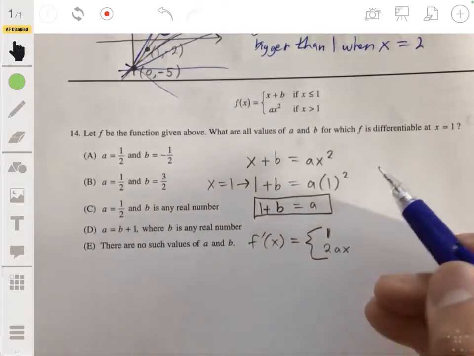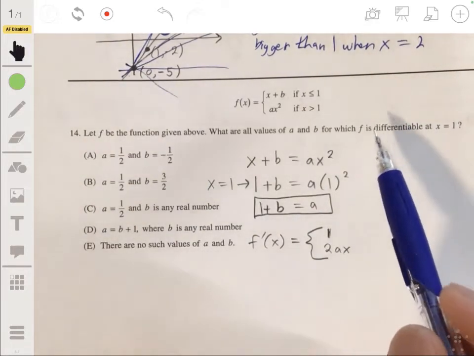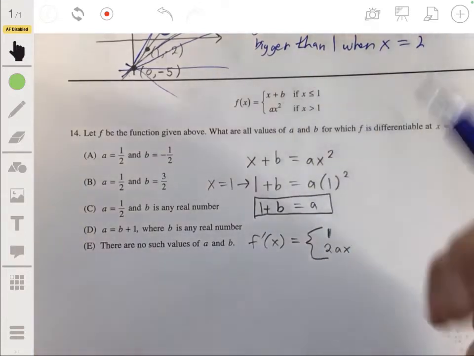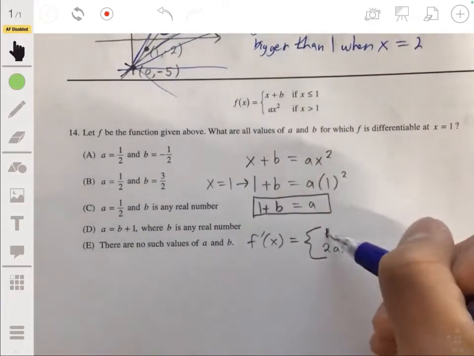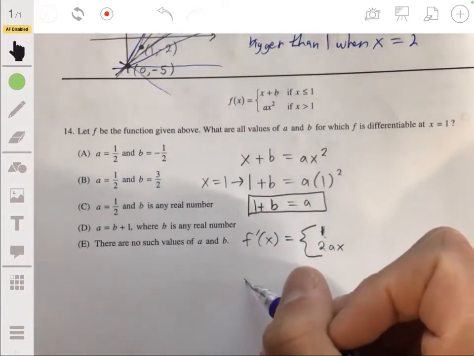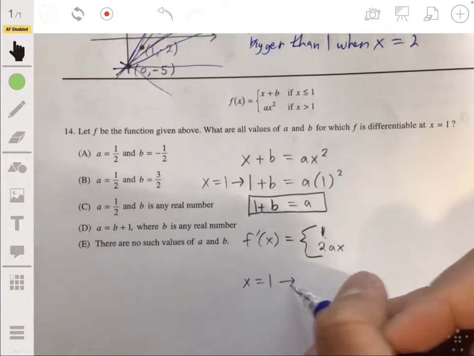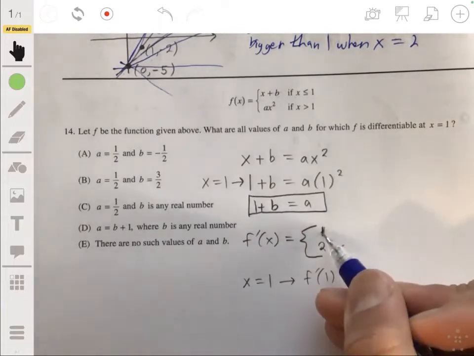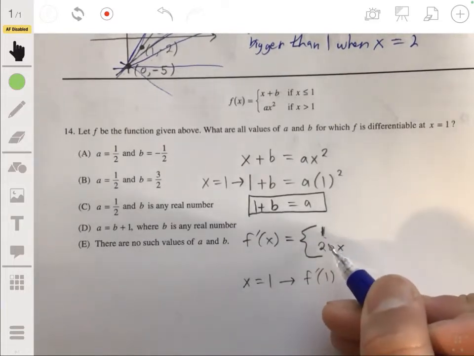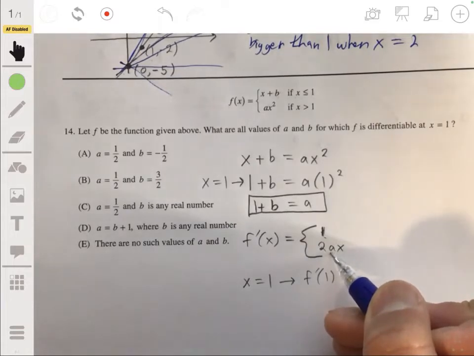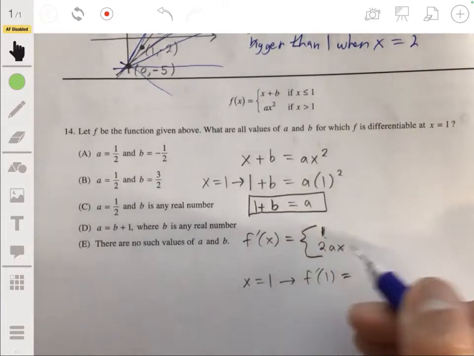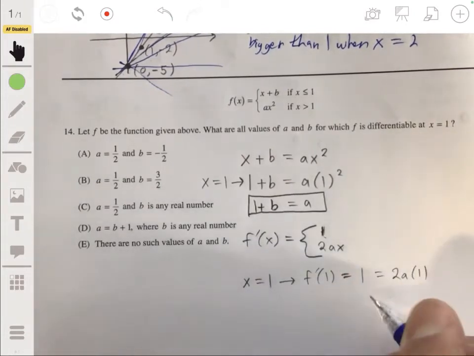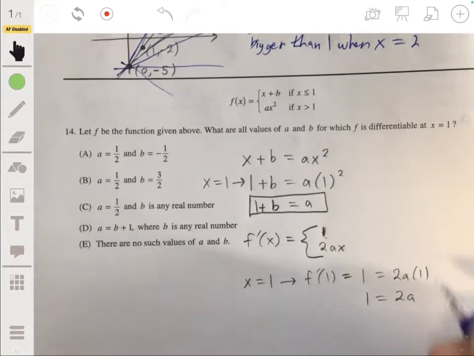Now, again, if this has to be continuous at x is one and differentiable at x is one, these have to connect at one. That means that when x is one, f prime of one has to be equal to one, or equal to 2ax. Sorry, 2a times one, but that also has to equal two times a times one, or just two. So we get that one has to equal 2a as well.